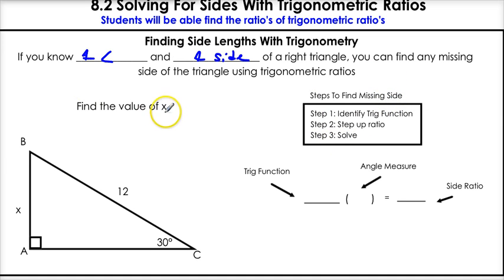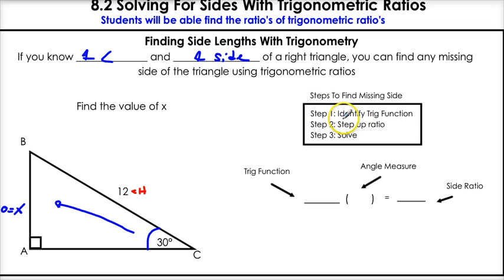So for example, I want to find x in this triangle, ABC. The way I'm going to do that is first I'm going to label my sides like I did in my last lesson. So here's my angle. That means that across from it is our opposite, so x is our opposite, and 12 is our hypotenuse. We don't have anything for adjacent, so I'm not even going to label it. So I have O and H. Now I can start solving.